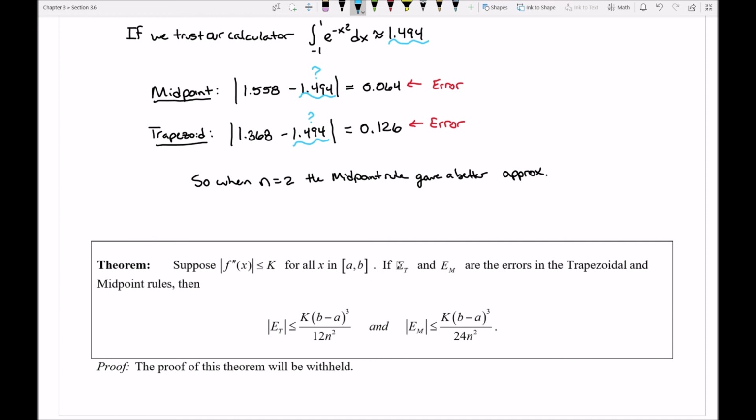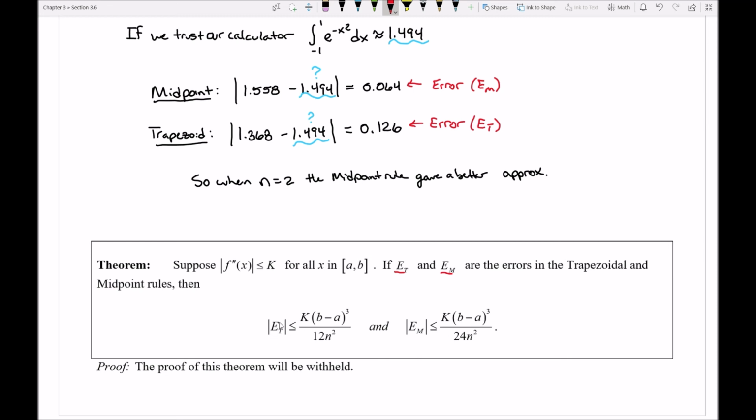We'll see here that if ET and EM are the errors in the trapezoid and the midpoint rules, okay, so like these are going to be our red values, ET and EM. Notice that means that this top number up here would have been considered EM, and that bottom number down there would have been considered ET. But if those are the errors in those different rule approximations, take a look at what we're saying here.